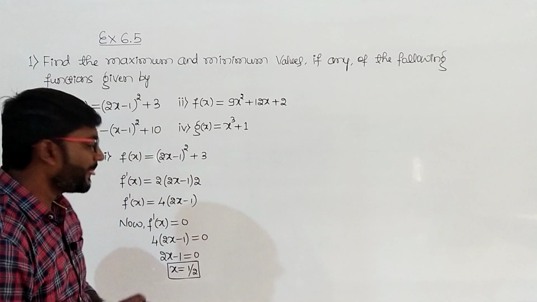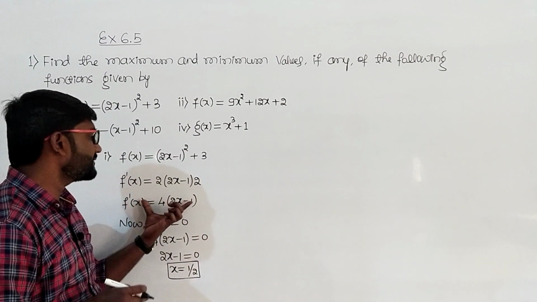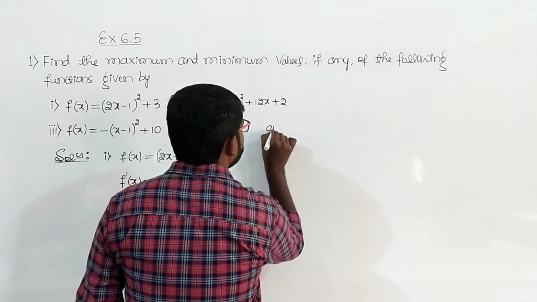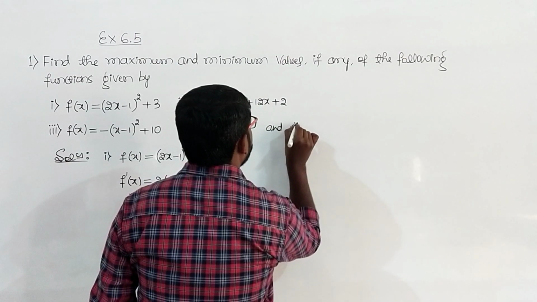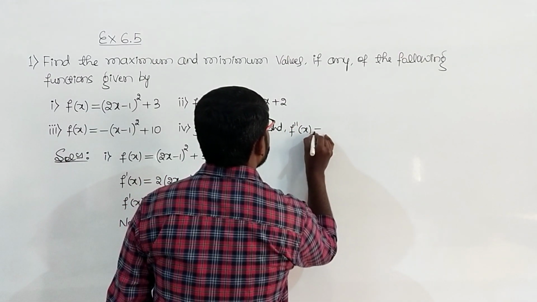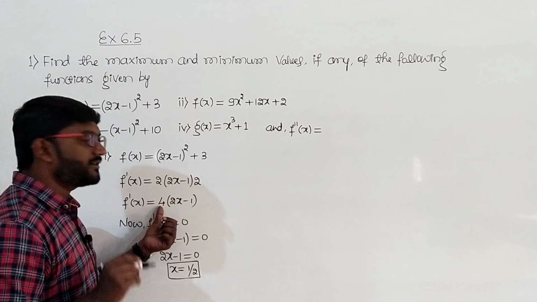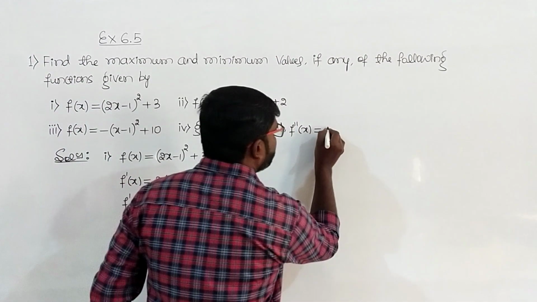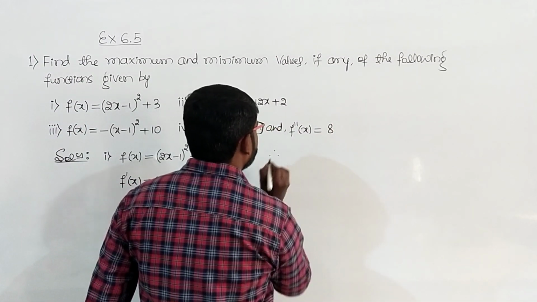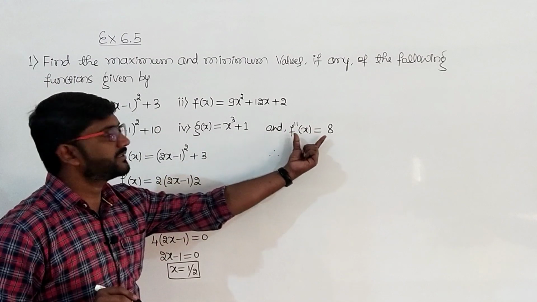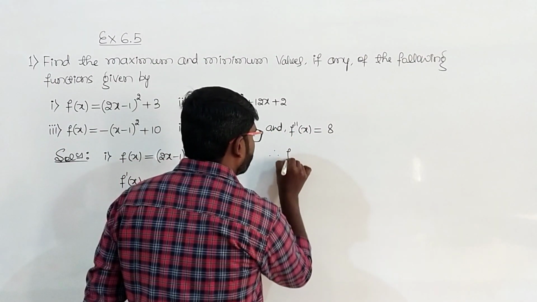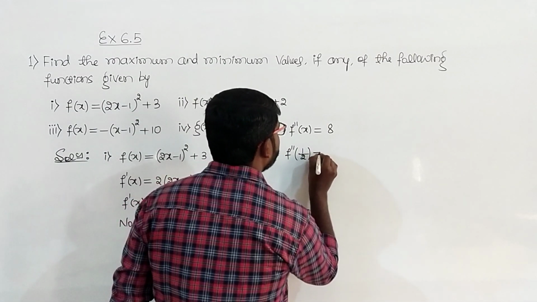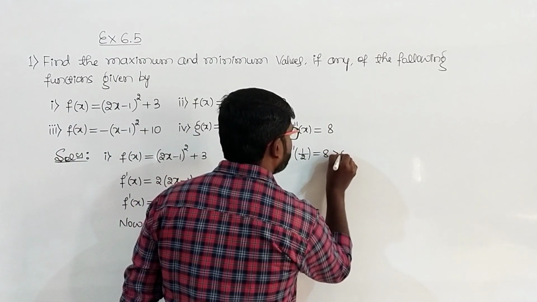Now we will have to go for the second derivative. So differentiate this once again with respect to x. You get f double dash of x, and f double dash of x equals, so here 4 is a constant, write it as it is. Then derivative of 2x minus 1 will be 2. So 4 into 2 it is 8. So therefore substitute the critical point in second derivative. F double dash of 1 by 2 will be 8. Which is greater than 0.